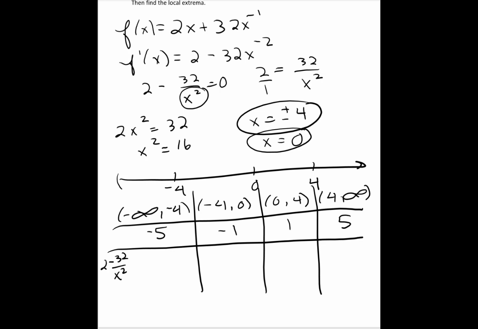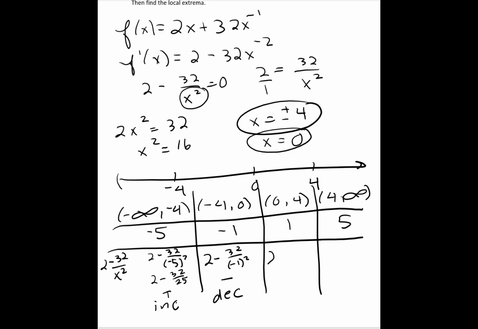So 2 minus 32 over x squared is 2 minus 32 over negative 5 squared. If you want to use your calculator, that's fine. I have 2 minus 32 over 25. 32 over 25 is just a little bit bigger than 1, so 2 minus that is going to be positive, so we're increasing right here. Same thing, 2 minus 32 over negative 1 squared. Well, this is 2 minus 32. That's negative, so it's decreasing.